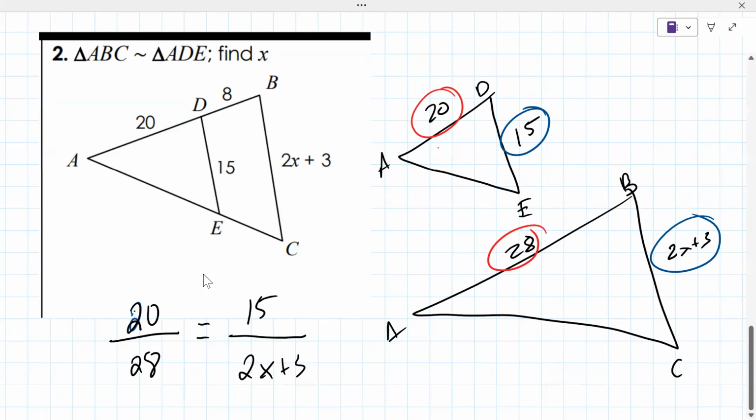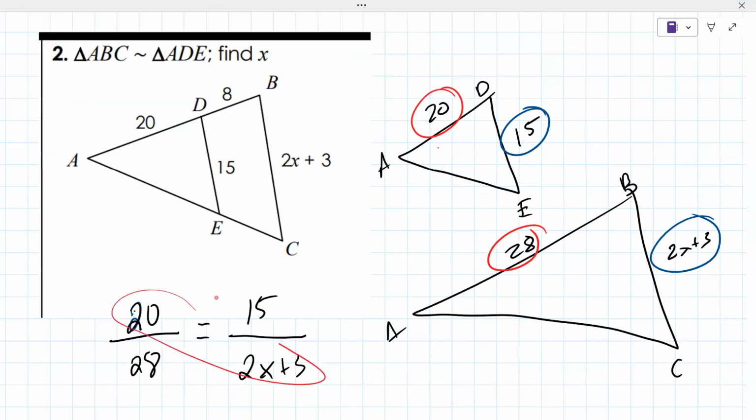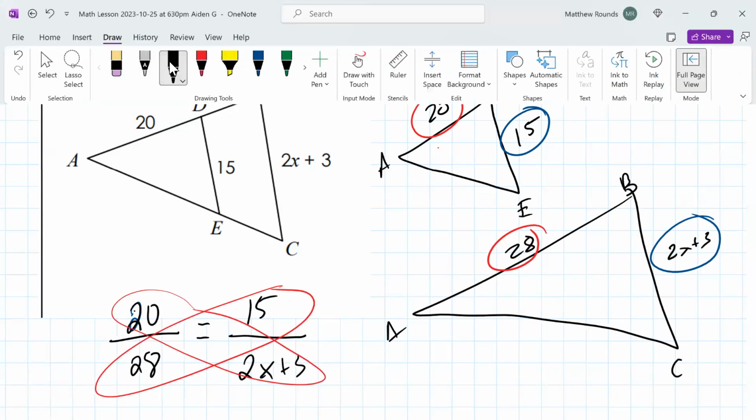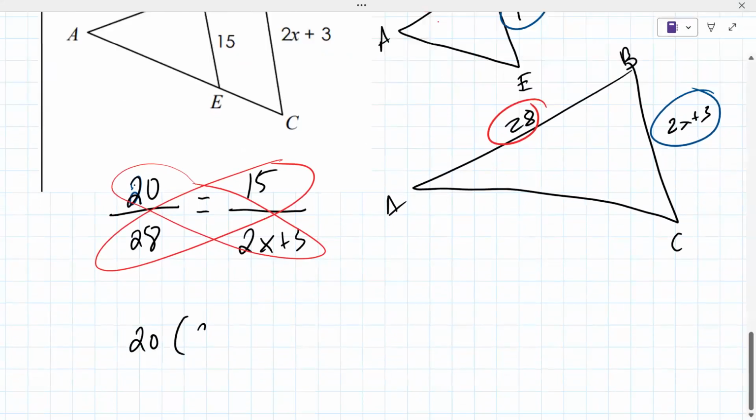All right, so to solve this, we're going to again diagonally multiply. You might actually have a pre-lesson tomorrow where you solve proportions. It's usually the lead into this. But in our case, we're just going to solve it by taking the 20 and multiplying it by the 2x plus 3, 28 times the 15.